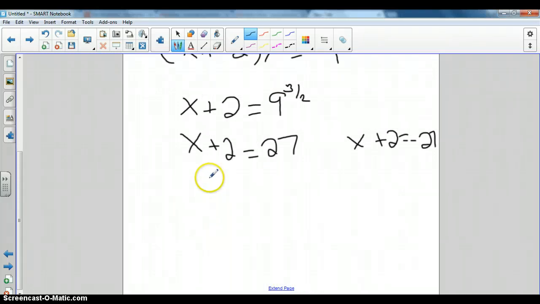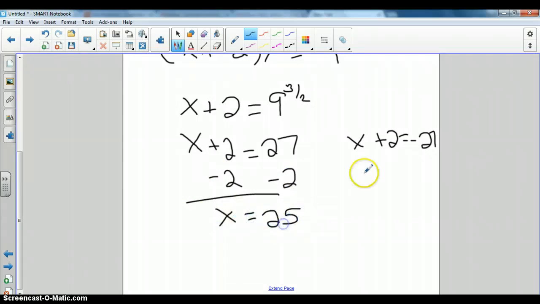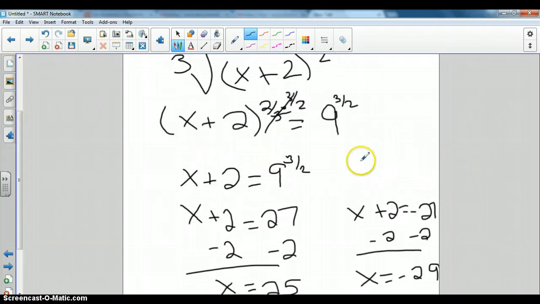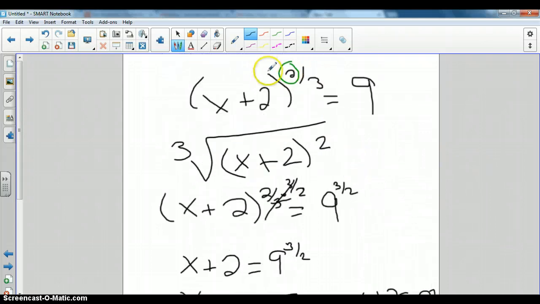Okay, and then we're just going to solve for x. So minus 2 gives us x equals 25. Minus 2 gives us x equals negative 29. Okay, and that's our two answers. So yeah, it's square roots. We need to split it into two. When it's cubes, you don't have to do that. So that's why we have two answers on those ones.